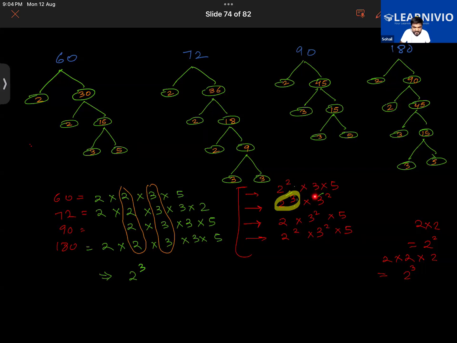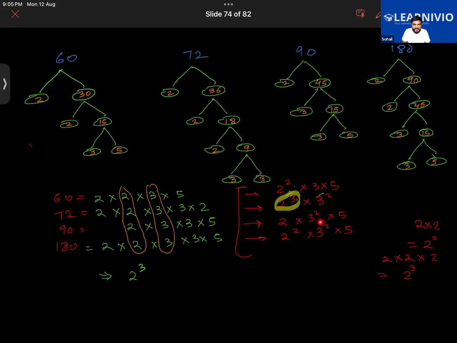So this 3 is square, this 3 is square, and this 3 square is there. So we have to just take that 2 cube, and we should not take those other numbers. I will be telling you about that. Right now, just focus on what I'm saying.